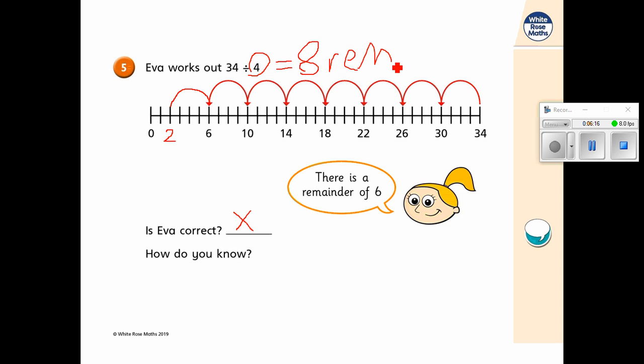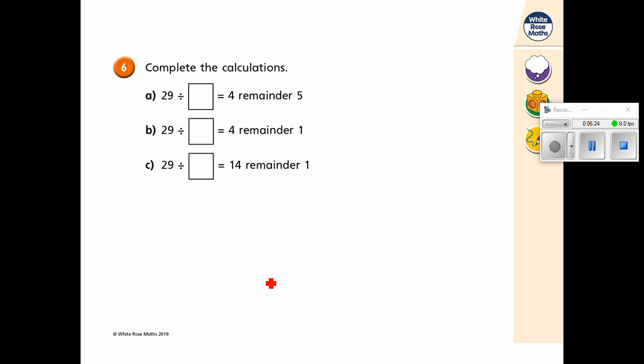Remainder, R-E-M, whoopsie daisy, remainder 2. So no, Eva, not right. Let's have a look at the next question then.